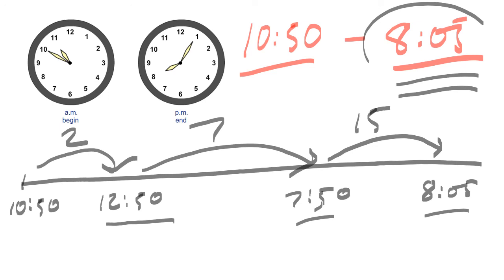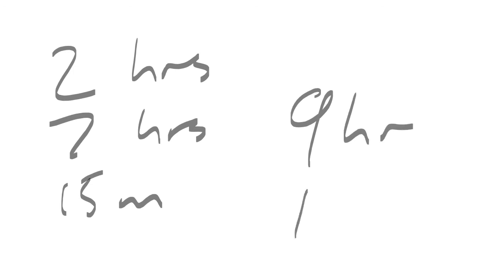Okay. So now the question comes to us. What is 2 hours plus 7 hours? Right. Plus 15 minutes, and that's going to equal 9 hours and 15 minutes. Okay, that's our lesson for today. That's our teach together try for today. I hope you have learned something about finding the elapsed time between 2 clock faces. See you later.